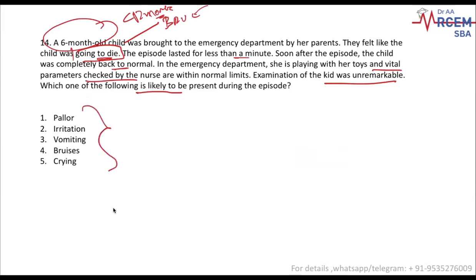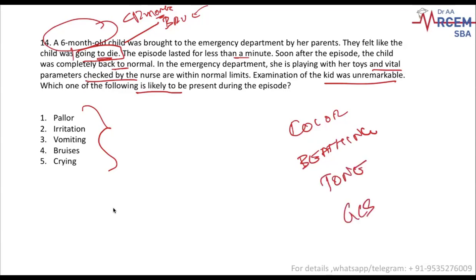Which one of the following is likely to be present during the episode? I said one among these four should be present. One is a color change. Another is something wrong with the breathing, either apnea or increased or absent breathing. Something wrong with the tone. Something wrong with the consciousness level. So what is present here? Pallor, something wrong with the color. So this is the first one.